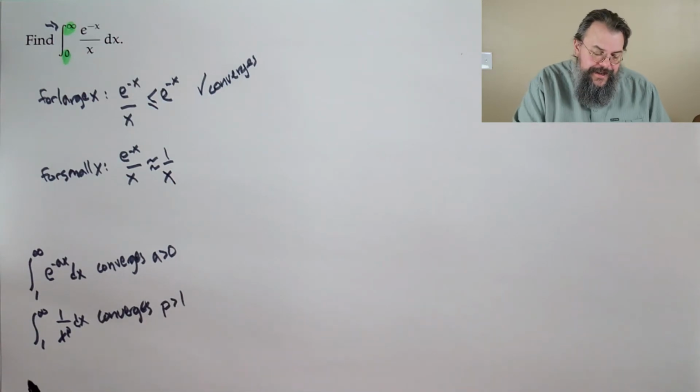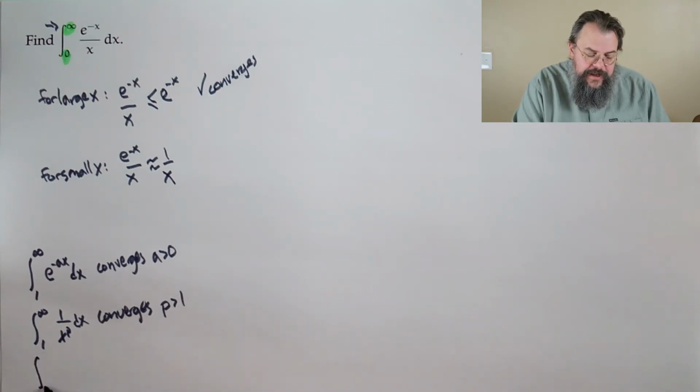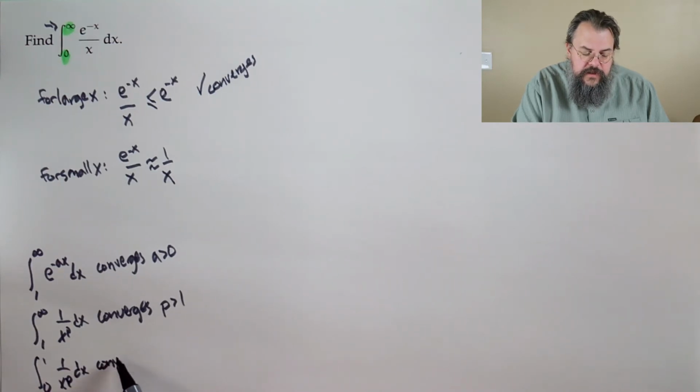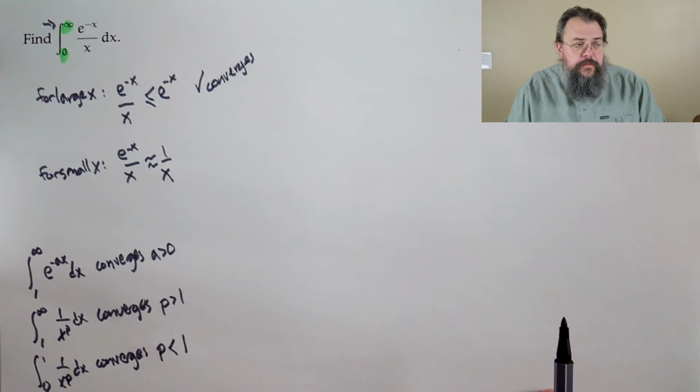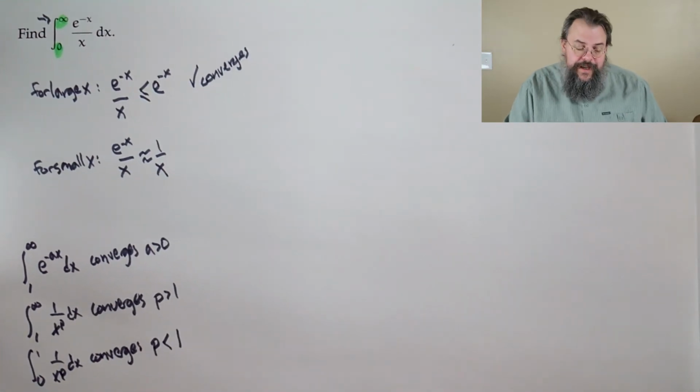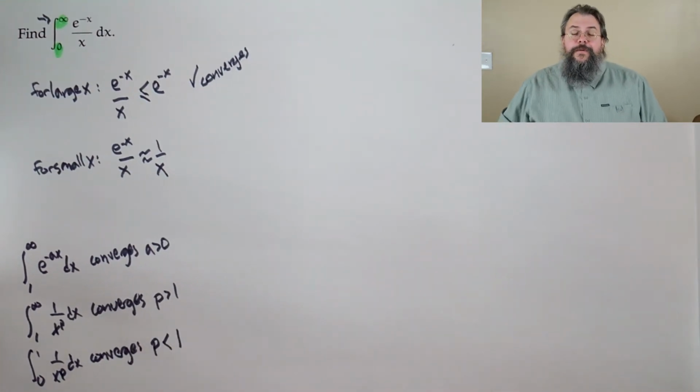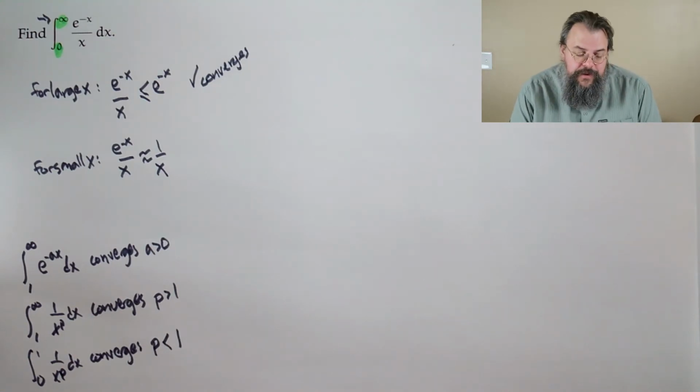Now, one other thing I should have written down is the integral from 0 to 1 of 1 over x to the p converges, and this converges when what? When p is below 1. So p equals 1, it misses out on both of these. 1 over x loses on both sides.